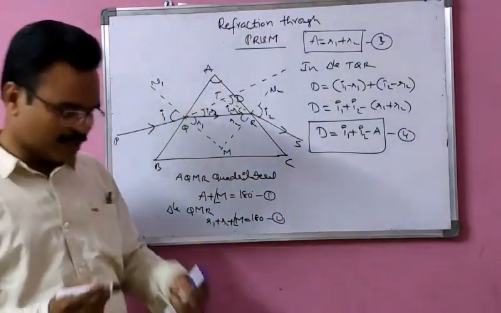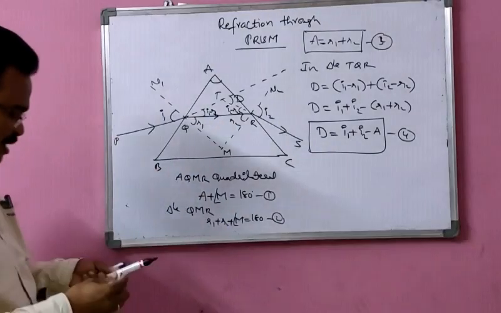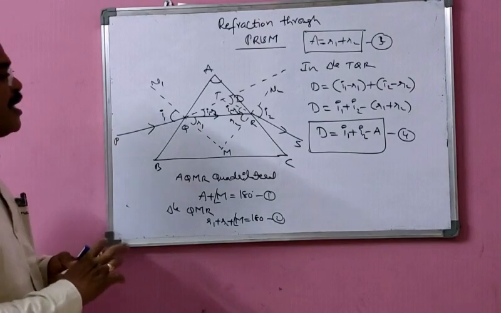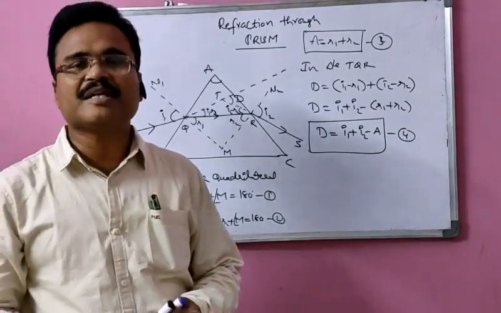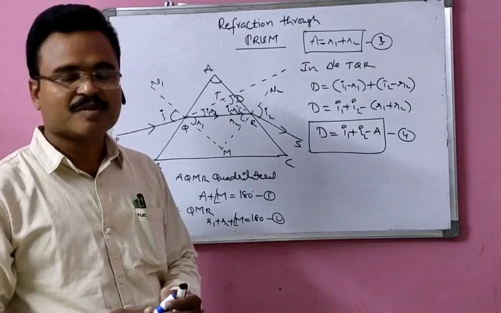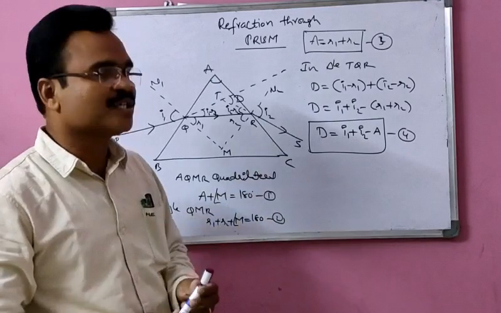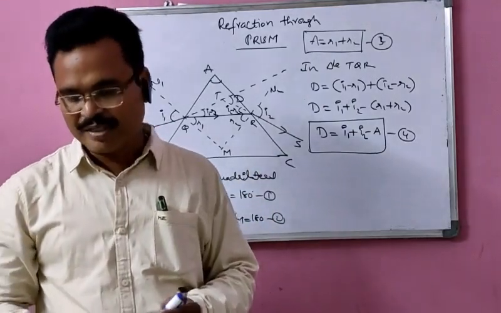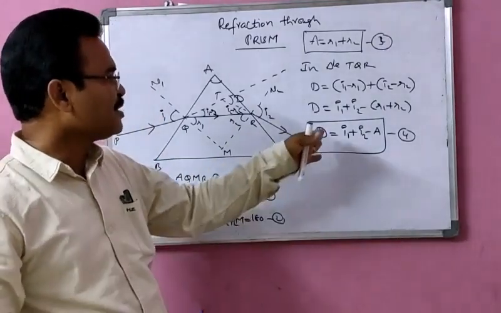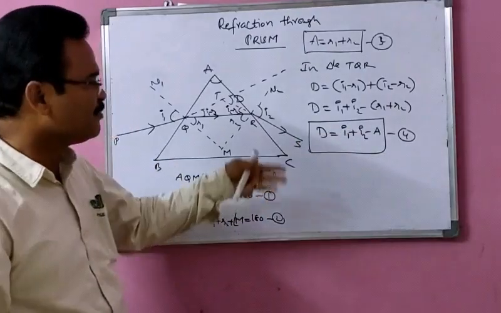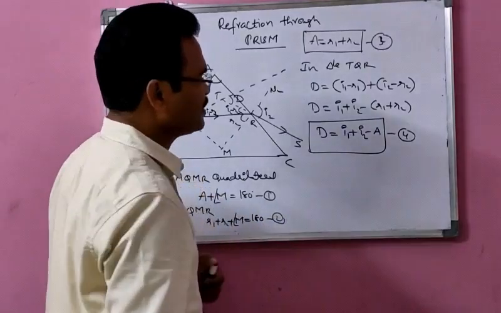So D equals I1 plus I2 minus A. This is the relation we got. Now, can we write this deviation in terms of refractive index mu? This can be generally taken for small angled prisms. For small angled prisms, I1, I2 and A also become small. Before that, we will first get the relation for mu versus A and D, and then we go for that one. So keep in mind A equal to R1 plus R2 and D equal to I1 plus I2 minus A.